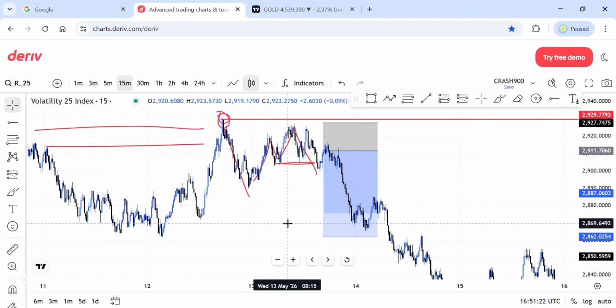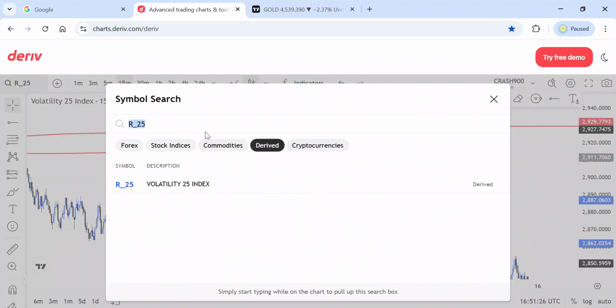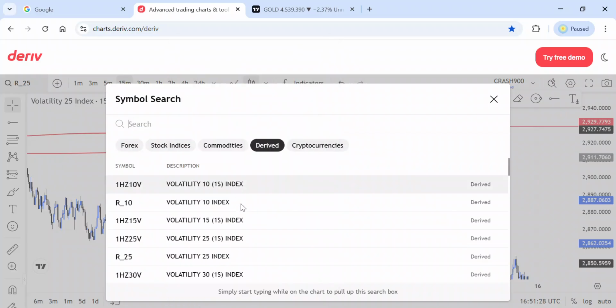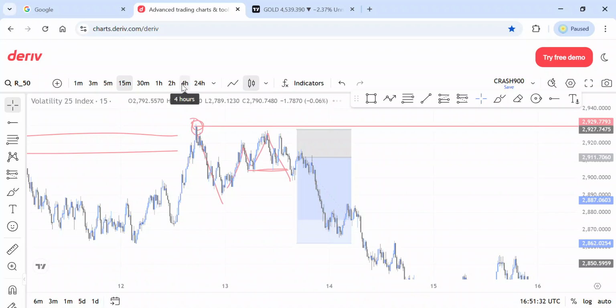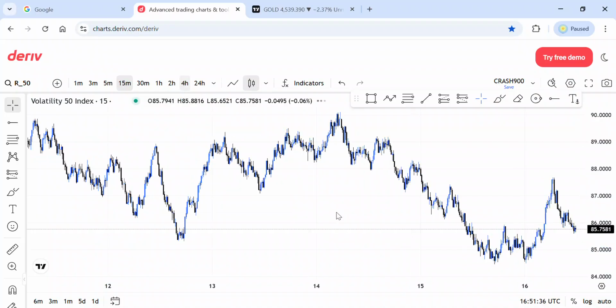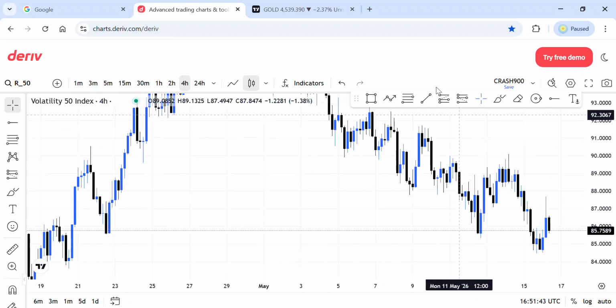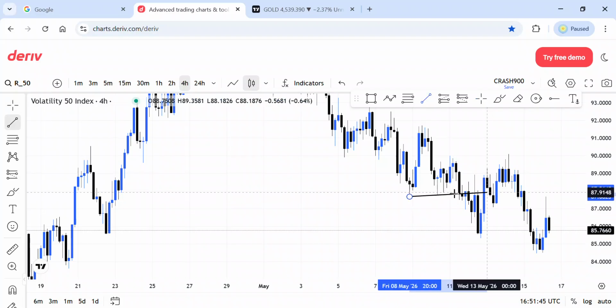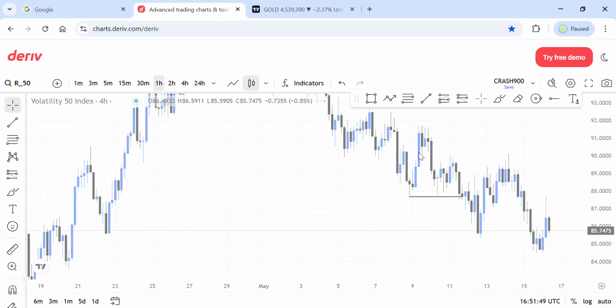Alright, so also I think I had a trade on Volatility 50. I had a trade on it too. So on the 4 hours time frame, I went to the 4 hours time frame, right? So there was a breakout here when I was on the chart this week. Then I go to my 1 hour time frame.